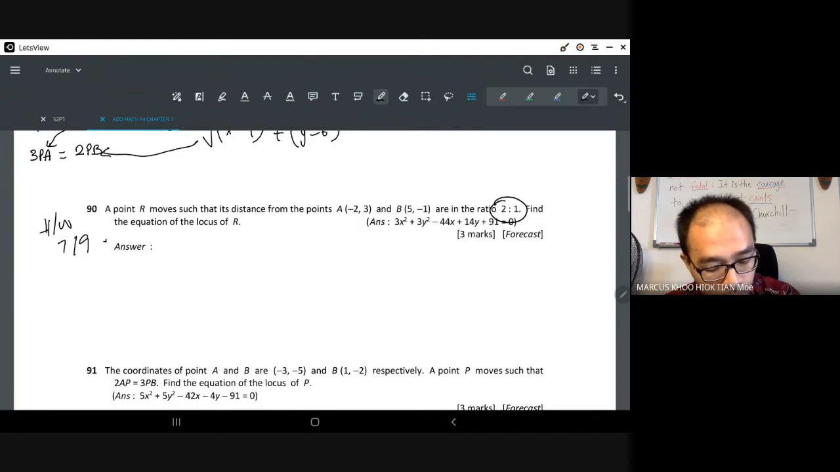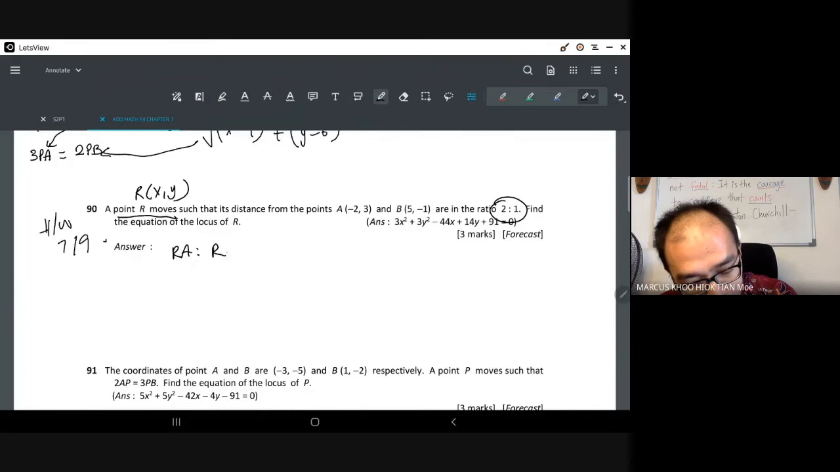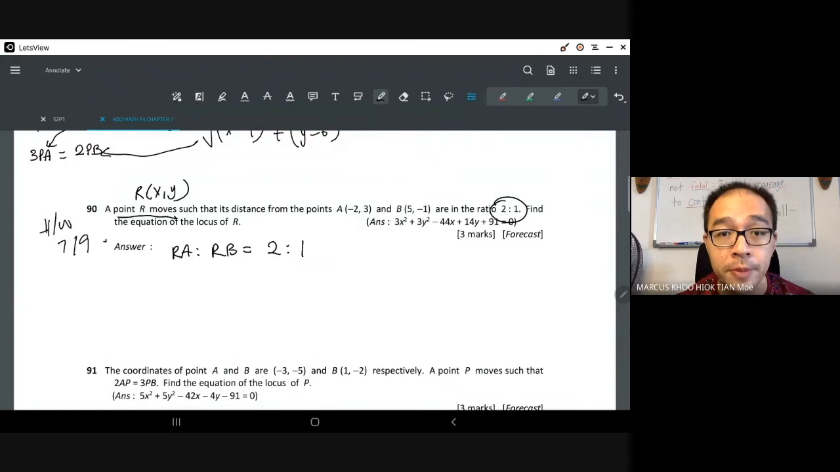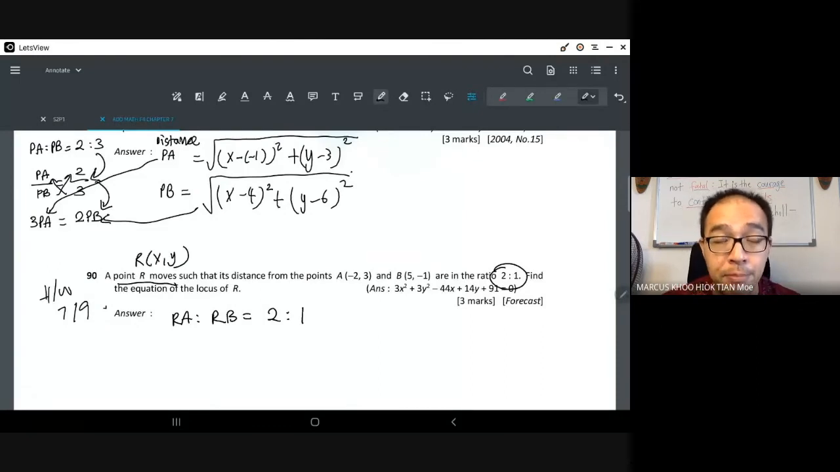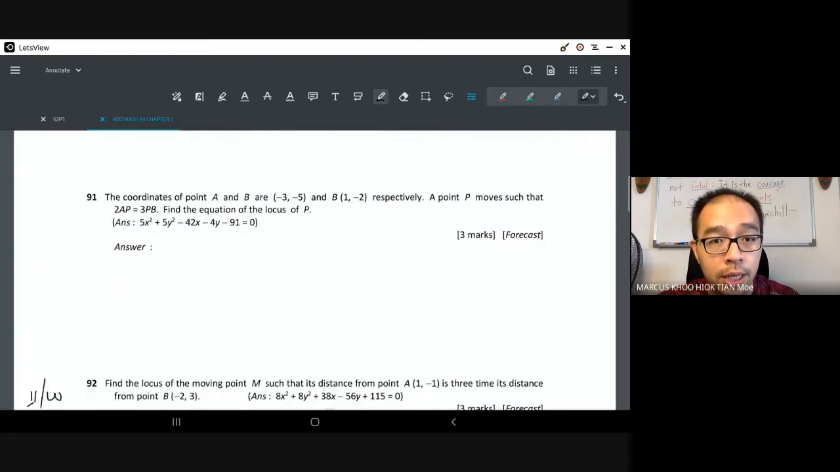The point R moves, meaning R is the locus. If it is a ratio of 2 to 1, it means RA to RB equals 2 to 1. Okay, this is just the start I give you. RA and RB are at the ratio of 2 to 1. So you do the same thing like this. Change it to here and change it to one line. Be very careful, everybody. Follow the steps carefully.